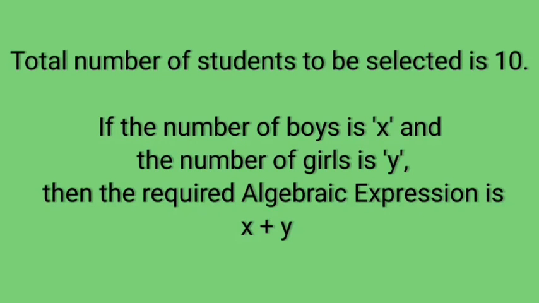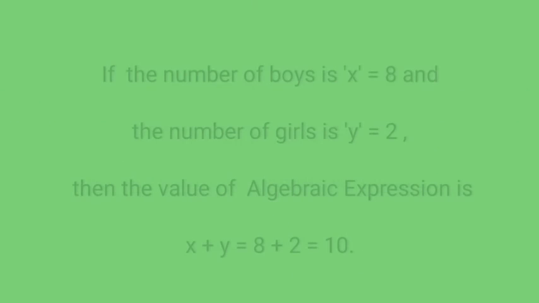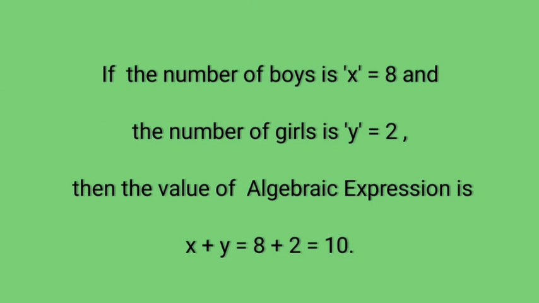The total number of students to be selected is 10. If the number of boys is x and the number of girls is y, then the required algebraic expression is x plus y. If 2 girls are interested in participating in the competition, then the value of y is equal to 2. By using this value, we can find the number of boys to be selected, which is equal to 8. Hence, if x is equal to 8, y is equal to 2, then the value of the expression x plus y is equal to 8 plus 2, which is equal to 10.